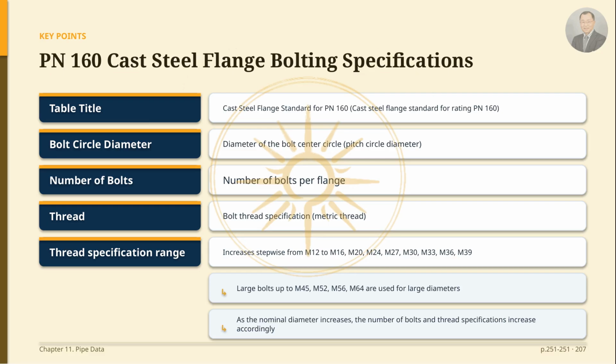This table shows how the number and size of bolts are reinforced according to the nominal diameter to withstand high-pressure environments. For example, you can see that while small sizes like M12 are used for small diameters, very large bolts up to M64 are applied as the diameter increases. For detail values, please proceed with your fastening design by checking the pitch circle diameter, number of bolts, and thread specifications in order according to the nominal diameter of the piping you're designing.